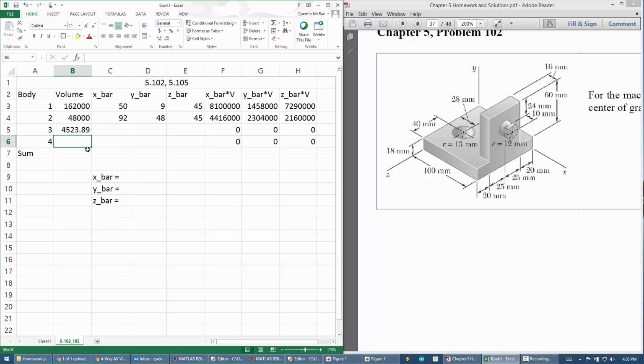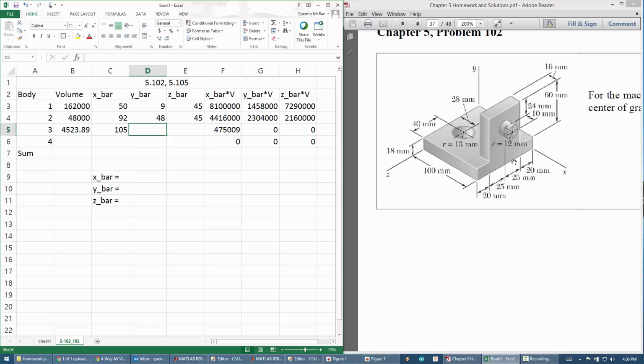So that's our volume of that. What is the x bar? How far along the x-axis? Well, it's going to be 100 plus 10 divided by 2, or 5. We could have probably just written 105, but you know.